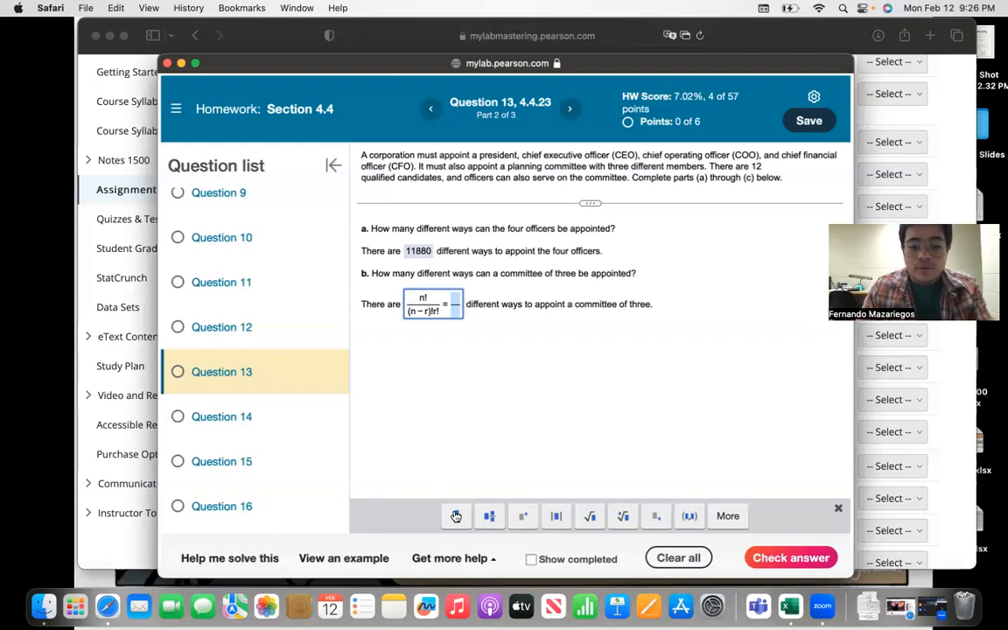So this is 12 we are choosing from. We are choosing 3. And we have the extra 3 from the formula. So that would be 220.